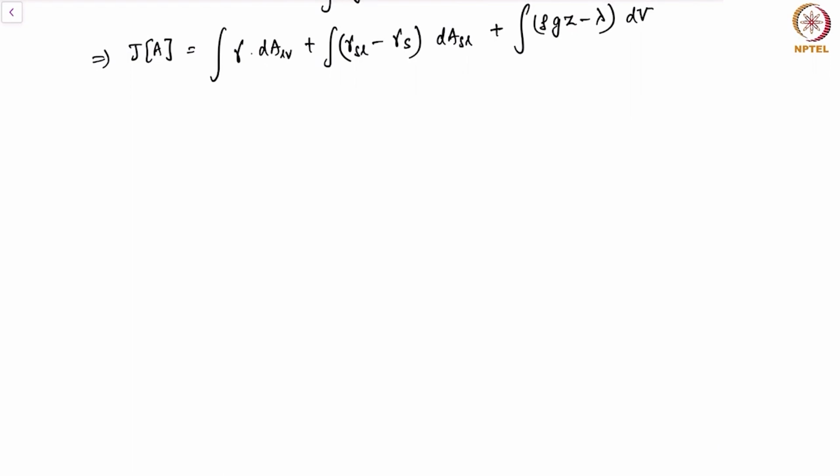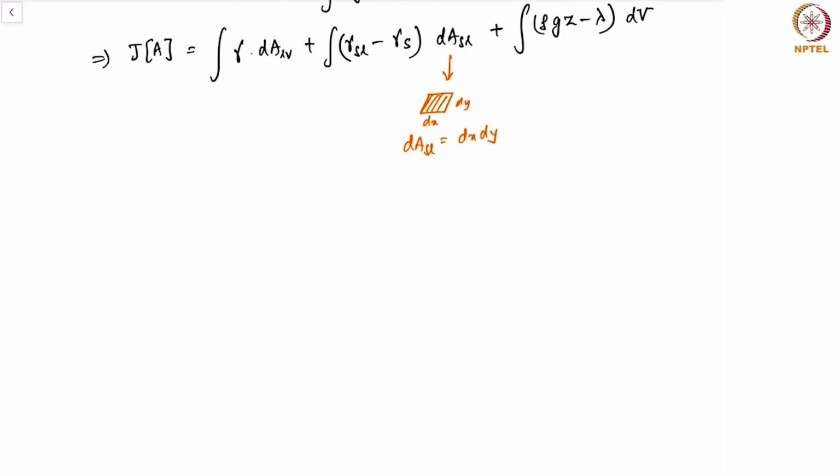Okay, so what are the couple of things that we have to now work out? We have to work out what are these elemental areas. For example, the elemental area, the first one, the easier one, this is along the solid liquid surface. This is just dx times dy, right? So this dASL is simply dx dy.